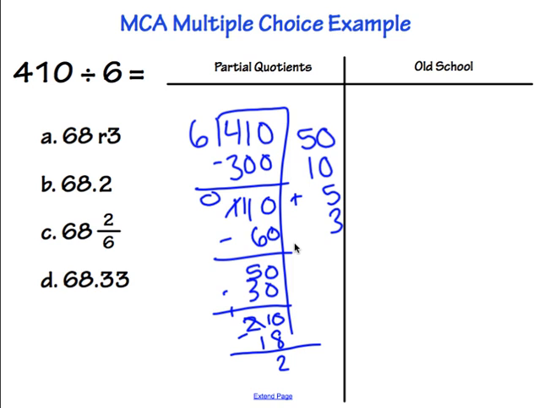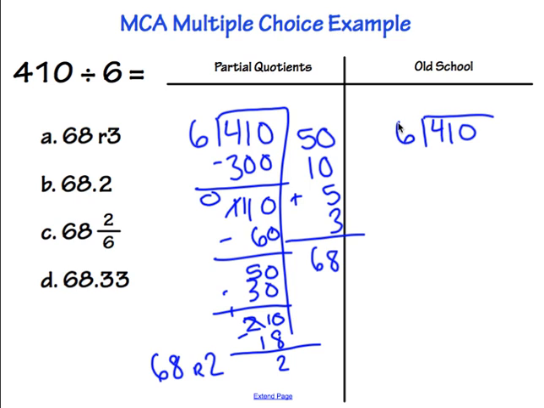Okay, let's add our partial quotients. 5 plus 3 is 8. 5 plus 1 is 6. So we're left with 68 remainder 2. I'm going to come over here and quick do the other strategy, and then we'll talk about possible answers. So 6 goes into 41, 6 times.